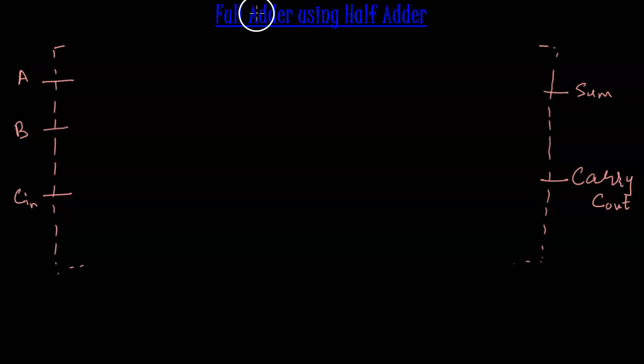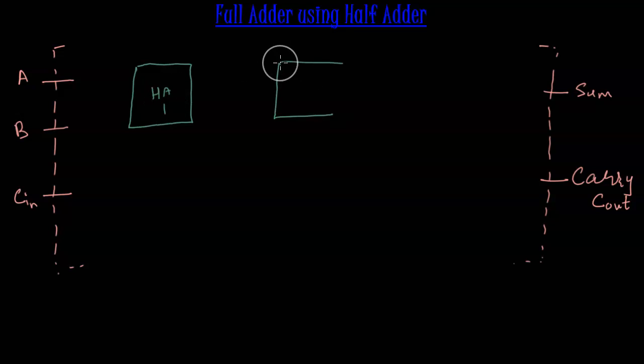So to construct a full adder using a half adder, we need two half adder blocks. So let us draw two half adder blocks. This is called half adder 1, and then we have another half adder over here. Let's call it half adder 2.